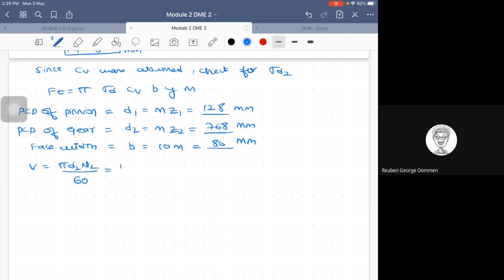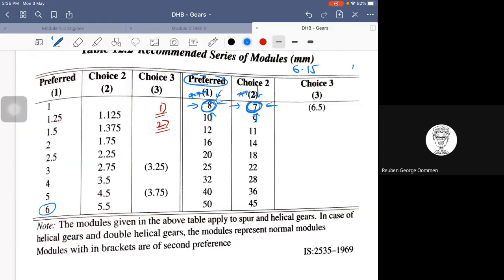pi cross D2 value was 0.678 meters, substituting in meters, cross N2 value, 150, divided by 60. So once you calculate it, it would be around 6 meters per second. So for 6 meters per second, go for the Barth's formula.